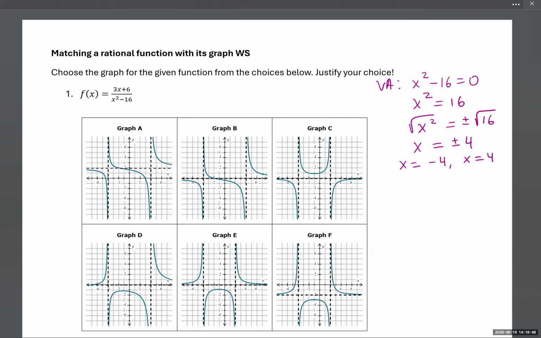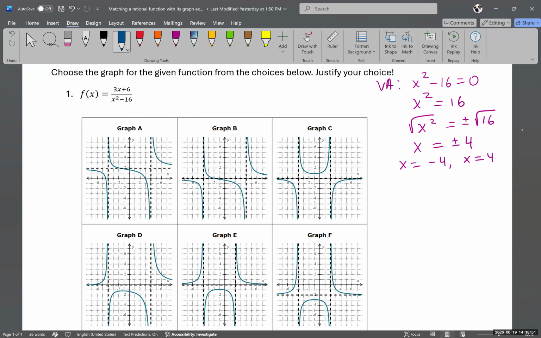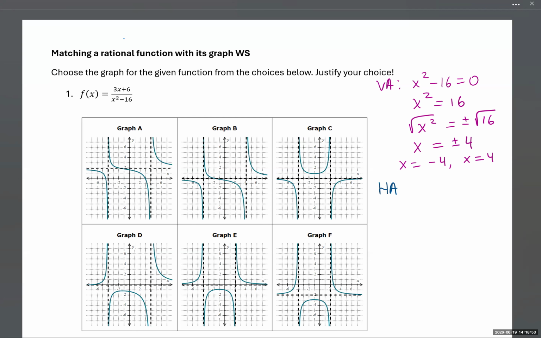Now let's go ahead and look at the horizontal asymptotes. Horizontal asymptote depends on the degree of the numerator and the degree of the denominator. The degree of the numerator in our function is 1. The degree of the denominator is 2. So this is the case where the degree of the top is less than the degree of the bottom. So the horizontal asymptote is at y equals 0, or the x-axis.